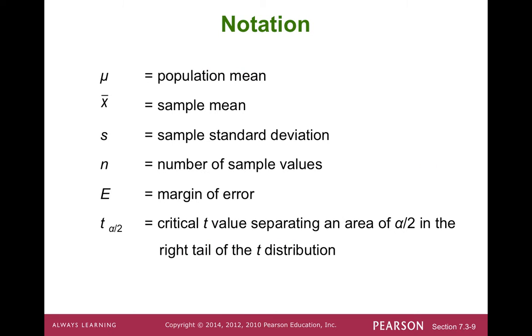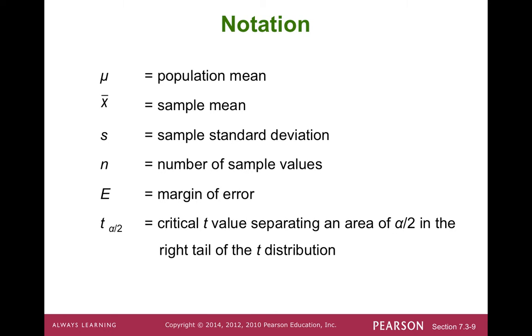Okay, so some notation before we move into our next section and get into some of the formulas. Here's our symbol for a population mean. Here's our symbol for a sample mean. So keep that in mind. In this course, we've mostly been focusing on sample statistics, but in this section, as we saw in the last section, you'll also have a little bit for the population as well. Then we have lowercase s for our sample standard deviation, n for our number of sample values, e is our margin of error, and t with this symbol is actually our critical t value.